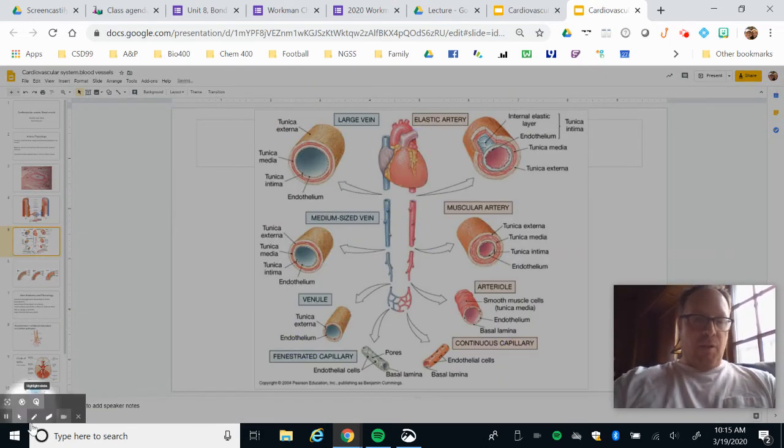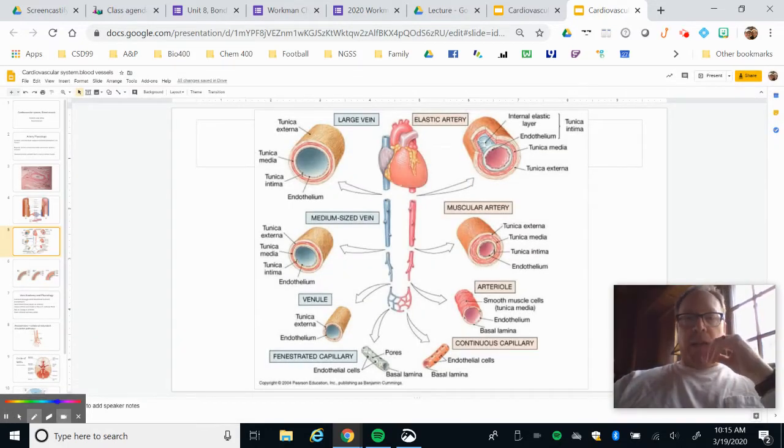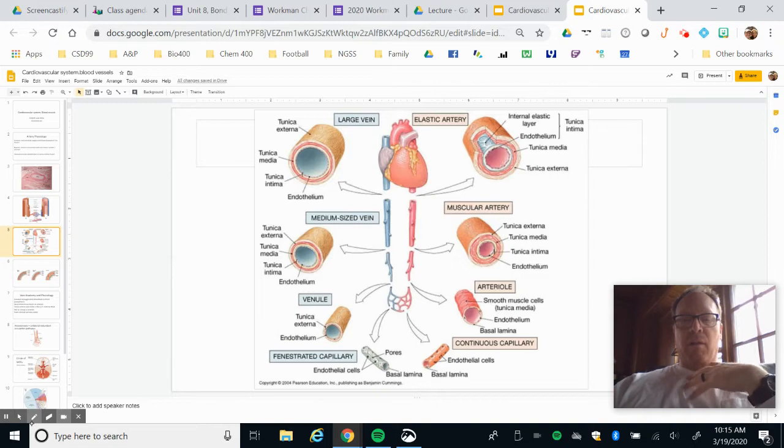Okay, so this is another look at it. And what you'll notice is that in general, when our arteries and veins are closer to the heart, they tend to be larger. And as you go farther in vascular distance away from the heart, the diameter of the blood vessels, of course, is going to diminish until you finally get down to these little capillaries.